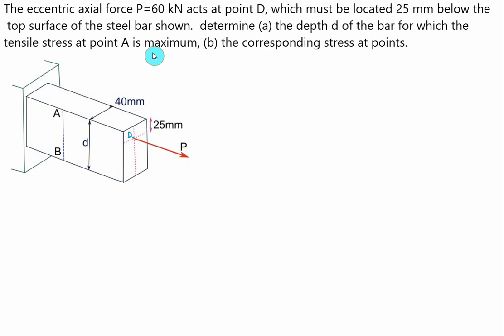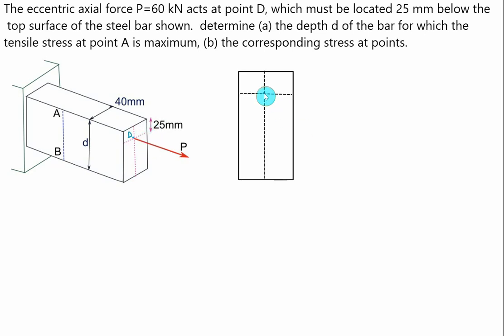It means that you have to use the mathematics concept here: for stress to be a maximum, differentiate stress with respect to the variable and equate to 0. So there is a stationary point you have to find out, and once you find it, you have to find the corresponding stress at point A. We'll enlarge this cross section and show point D, which is 25 mm below the top surface.